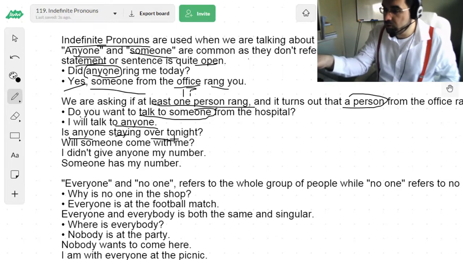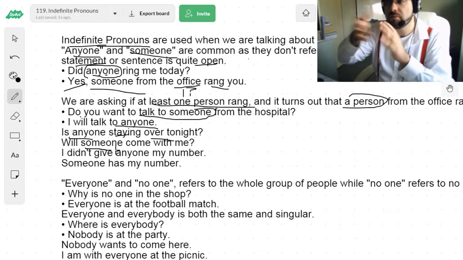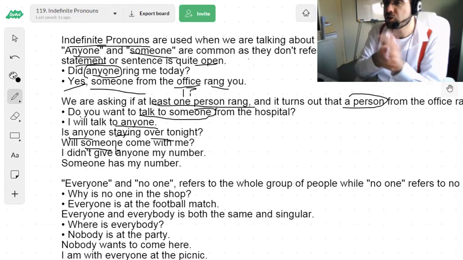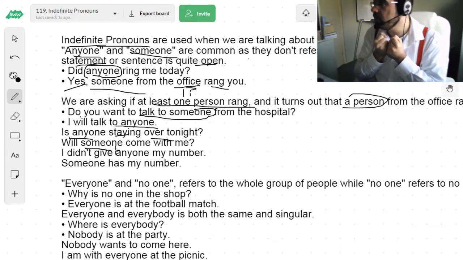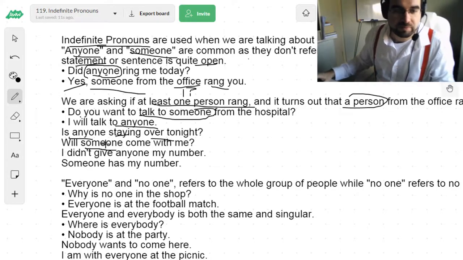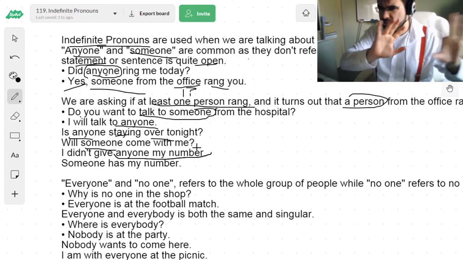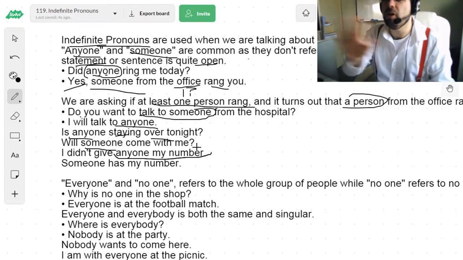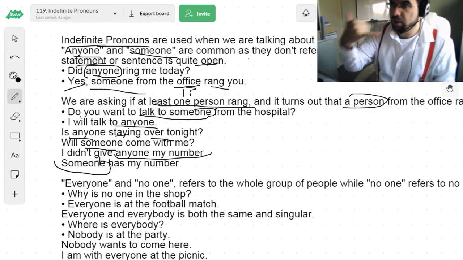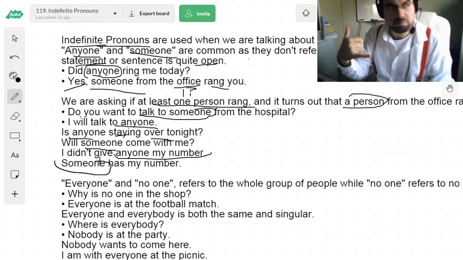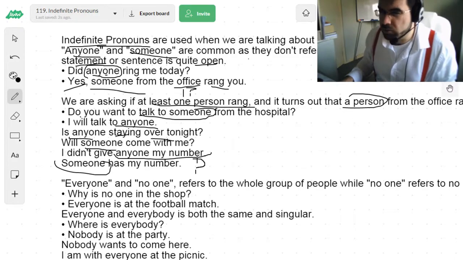Will someone come with me? Please. Will someone come with me to the shop? Will someone come with me to the cinema? Please? I don't give anyone my number. No one. I don't give it to anyone. No way. Someone has my number. Who? Someone's got it, but I don't know who.